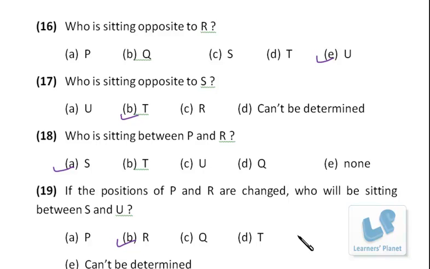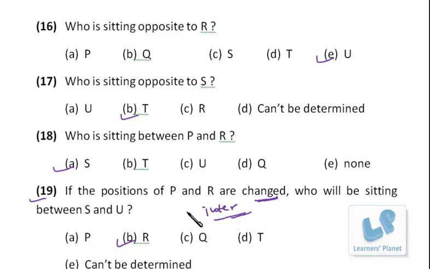Friends, particularly in this question, if the positions of P and R are changed, though we answer the question that is R, sometimes it has to be more precise. That means P and R are interchanged, right? Okay. So, if P and R are interchanged, who will be sitting between S and U? In that case only, R will be sitting. But if it is not given that the positions of P and R are interchanged, just only changed, we do not know about the remaining positions.